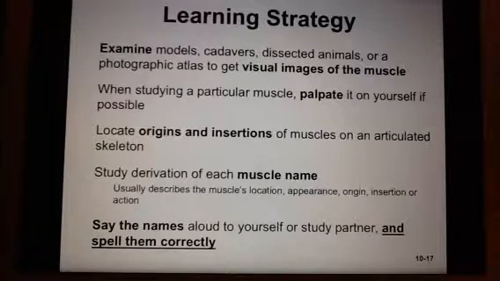So when you get to A&P 2, you'll want to come back to this kind of learning strategy. There's a lot that goes into memorizing the muscles, so you'll want to look at models and cadavers and lots of pictures in your lab manual. You'll want to try to find it on yourself and palpate it if you can. And finding the origins and insertions does help to memorize the muscles, I think, because the muscle name usually describes the location, appearance, origin, insertion, or action. So if you learn the reason for the name, then it's going to help you understand where the muscle is and possibly the origin or insertion.